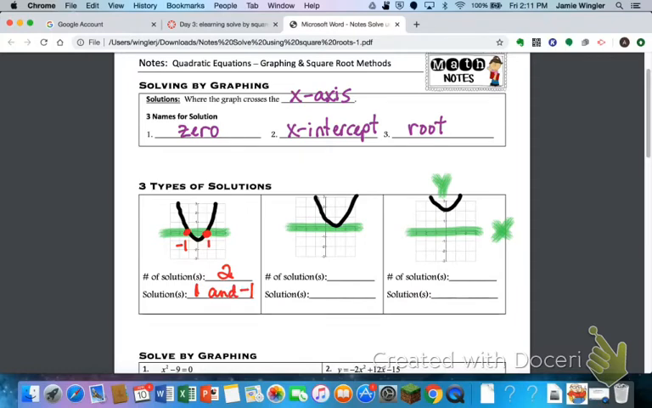If the parabola crosses the x-axis once in the second picture, that means the number of solutions is 1 and the value of the x is the actual solution. So in this case it is 1. If the graph, like in this picture here, does not cross through the x-axis, that means you have zero solutions. And so you would just say that you don't have any.